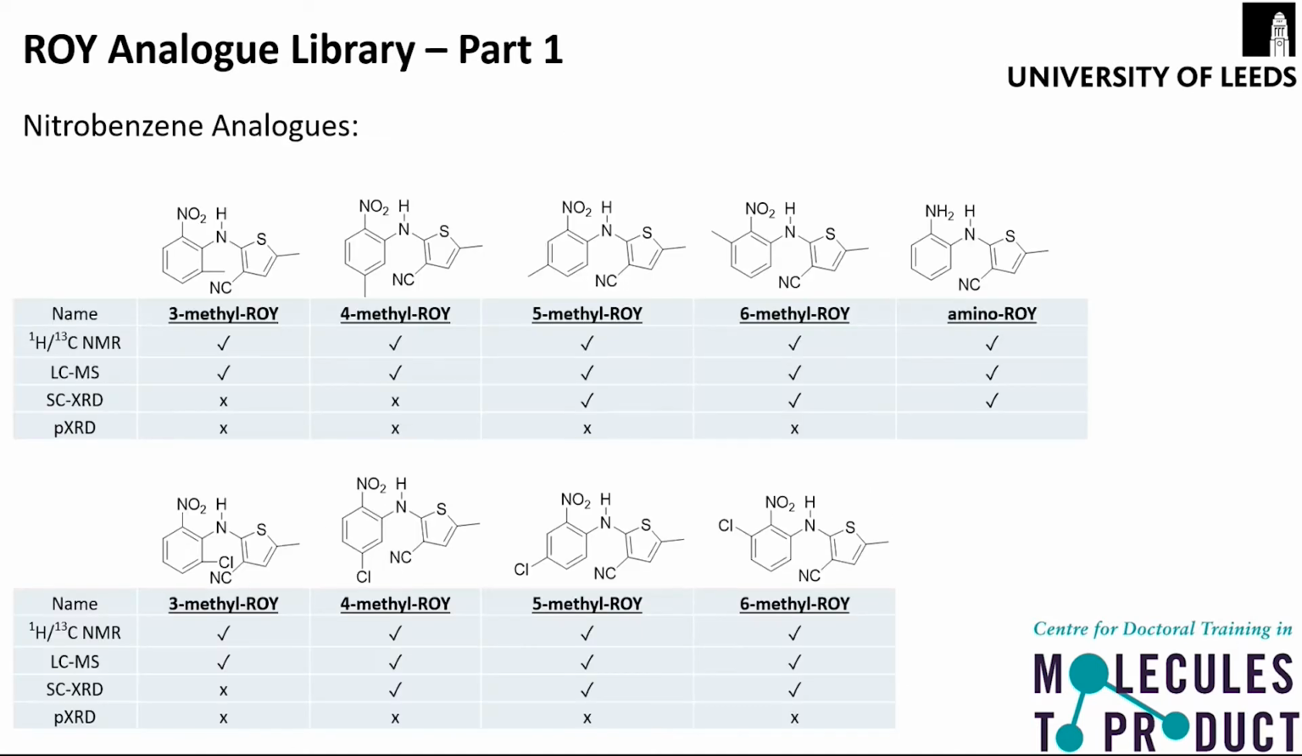So that brings me on to the library itself and how that's been going. I've kind of arbitrarily split the library, just for ease of looking at it really, into nitrobenzene analogues, so analogues focused around this left-hand nitrobenzene ring here, and aminothiophene analogues, which are based around modifications around this aminothiophene moiety here.